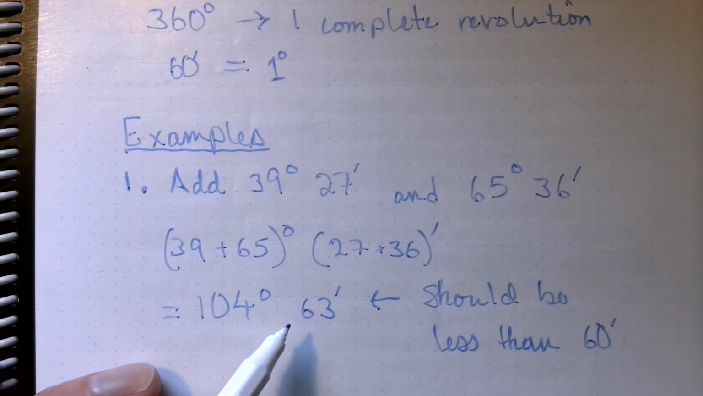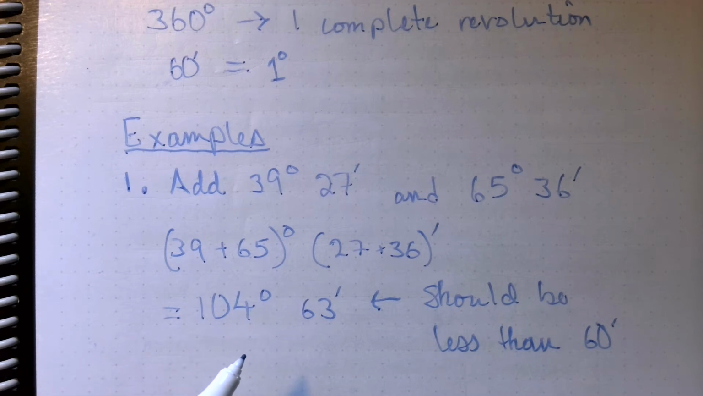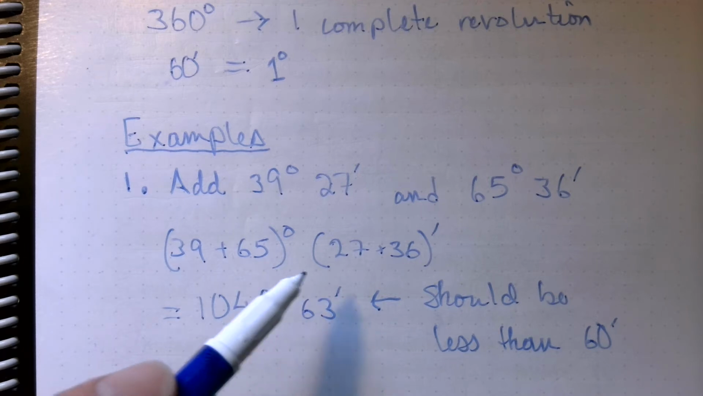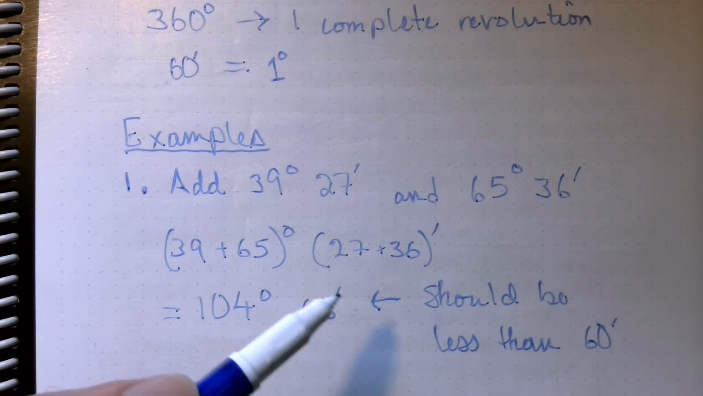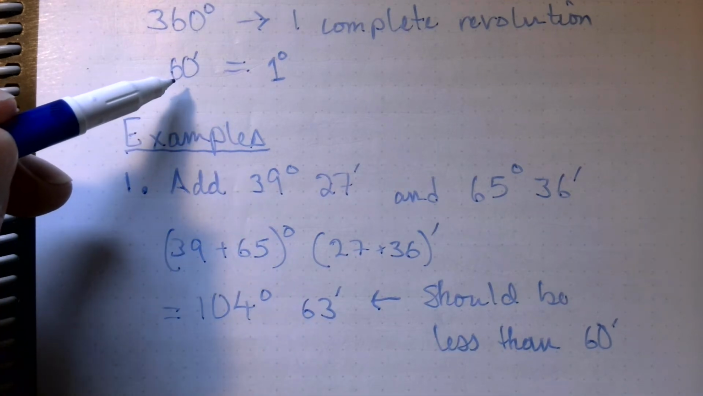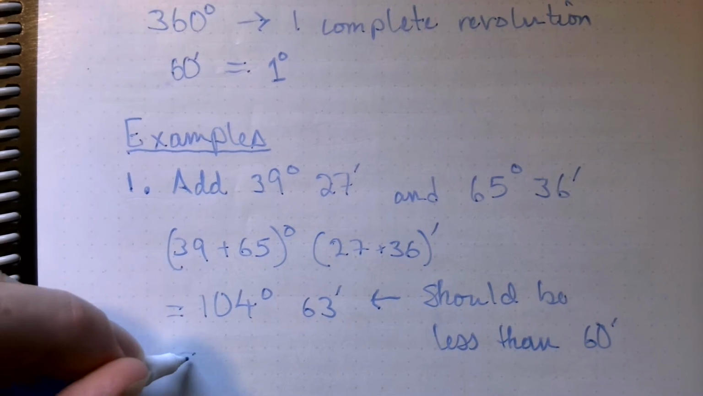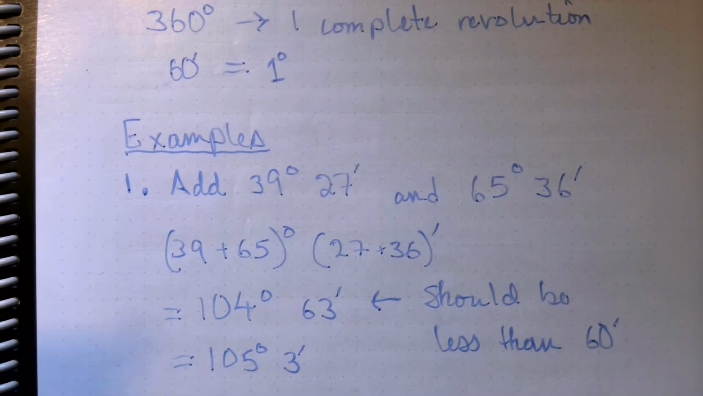Okay, you wouldn't say that movie took 2 hours, 63 minutes. Right, that's kind of weird. We've already gone to hours. 2 hours, 63 minutes. We would say 3 hours, 3 minutes, right? So if you've gone over 60 in this part, what you need to do is take 60 of those away and add 1 over here, right? Because 60 minutes equals 1 degree. So this really should be written 105 degrees, 3 minutes.